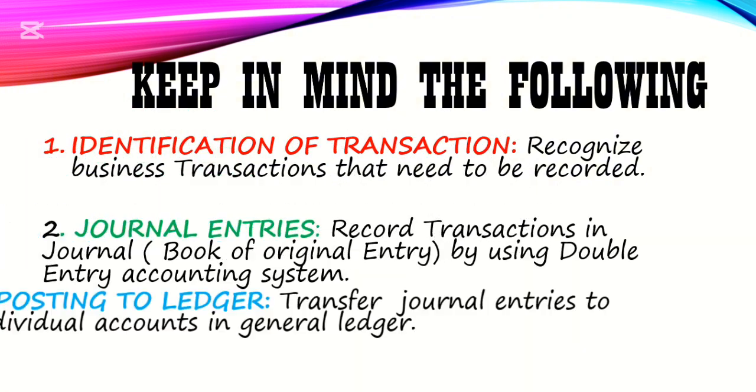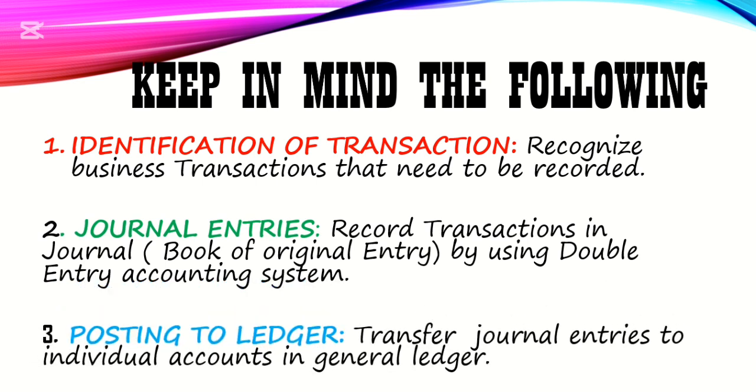So number 3, you need to do what you call posting through the ledger. What you need to do here is transfer journal entries to individual accounts in the general ledger. Of course, once you finish journal entries, you need to proceed with the ledger. Especially, you need to transfer journal entries to individual accounts in the general ledger. Do not forget.